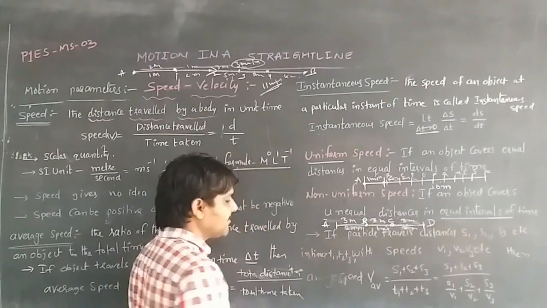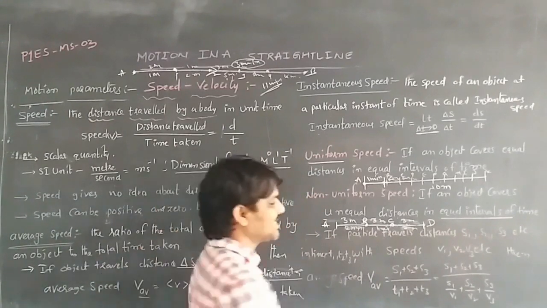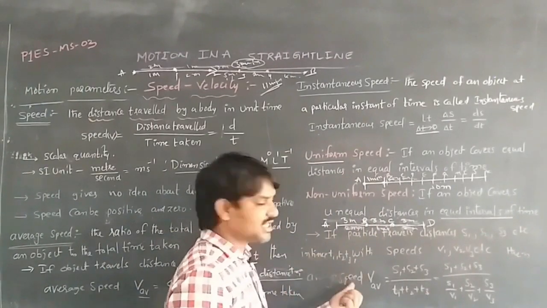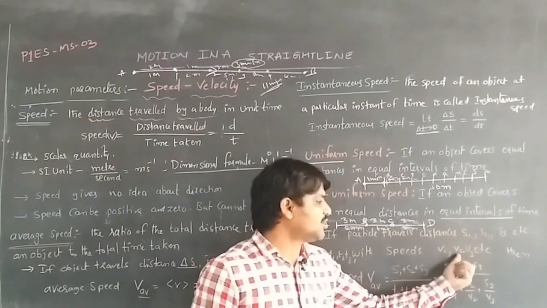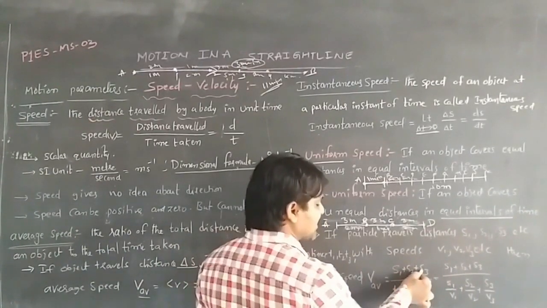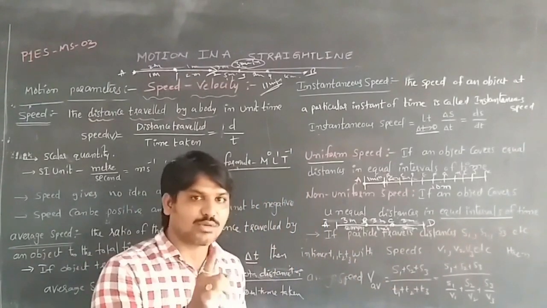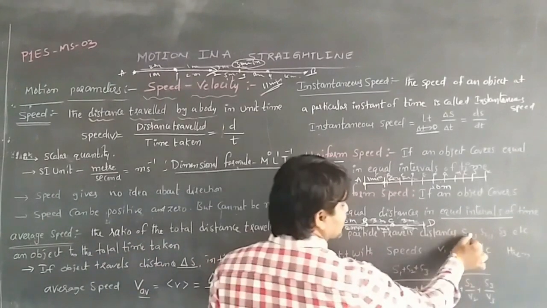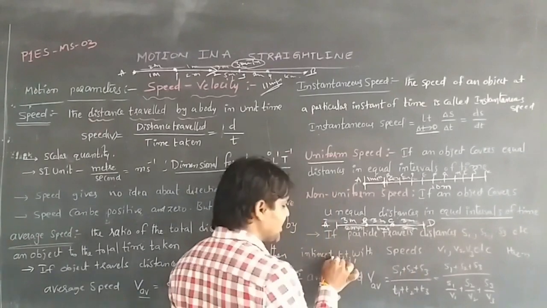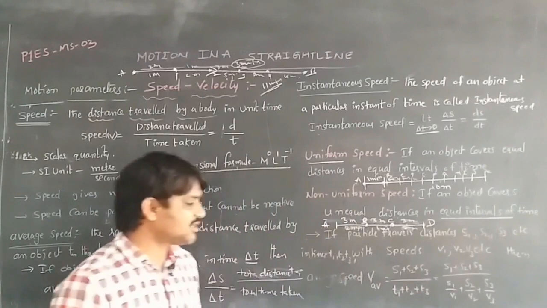In this case, if a particle travels distances s1, s2, s3, etc. within times t1, t2, t3 with speeds v1, v2, v3, then the average speed will be s1 plus s2 plus s3 by, that means the total distance travelled by the particle divided by the total time taken. The total distances are s1, s2, s3, so s1 plus s2 plus s3 by the total time, t1 plus t2 plus t3.